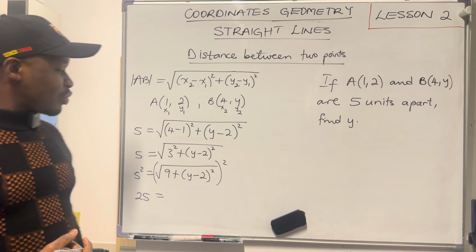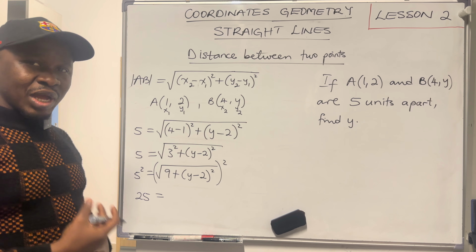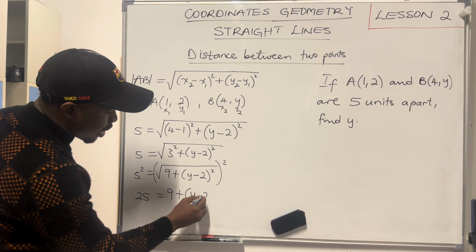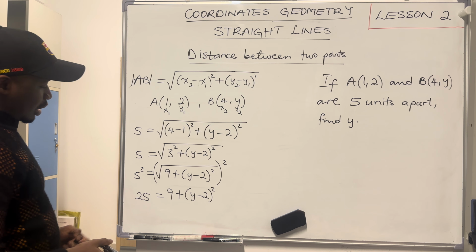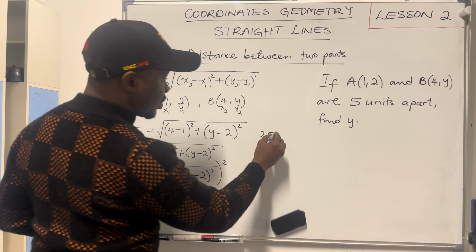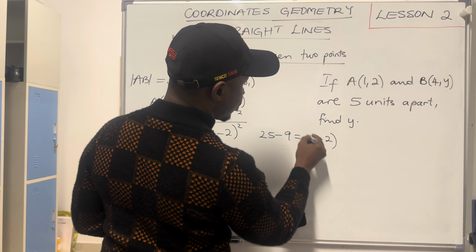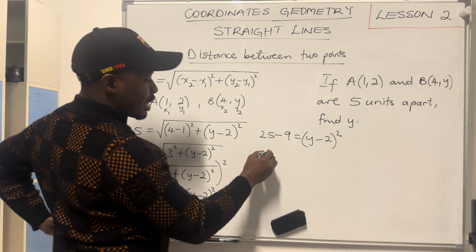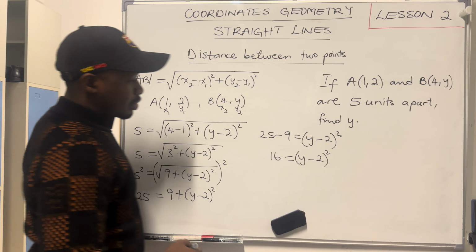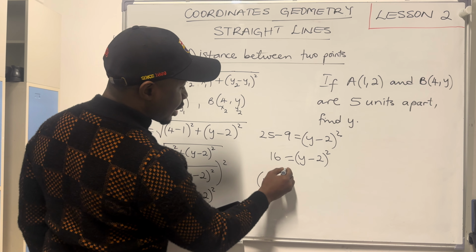Whenever you square a square root, the root will disappear. So we have 9 plus y minus 2 squared. Okay, so this is 25. 9 goes to the left, the sign changes to minus. On the right, we have y minus 2 squared. So 25 minus 9 is 16.